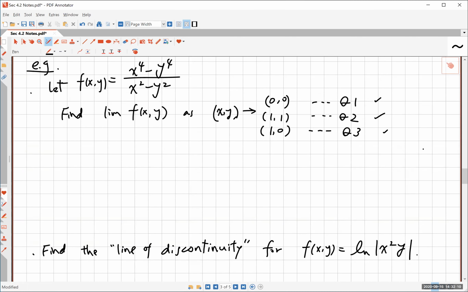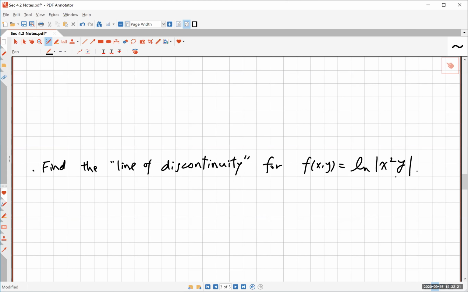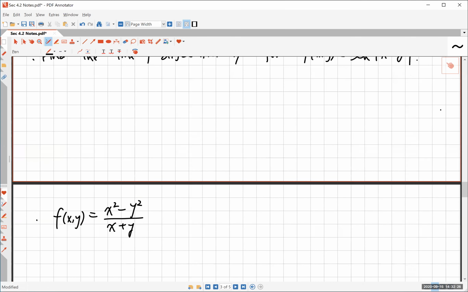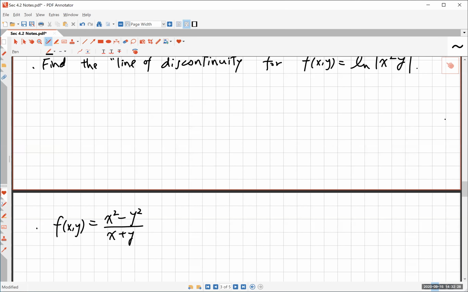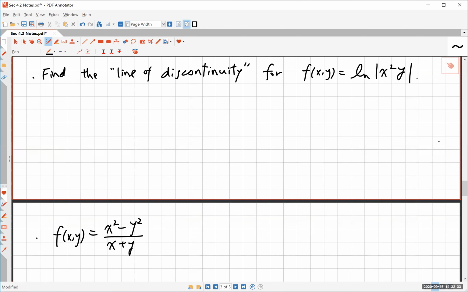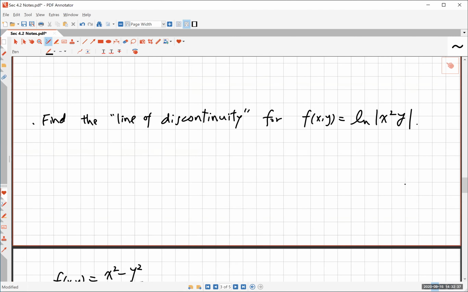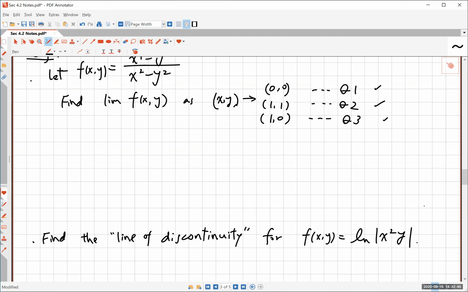Okay, and then the next question is find the line of discontinuity. So that line of discontinuity is the set of all points where the function is discontinuous for this function, the natural log of the absolute value of x squared y. And then the same for this last question, x squared minus y squared all over x plus y, right? You may want to pause and then try to do these problems. And when you think you have the answers, you can come back and confirm your answers.